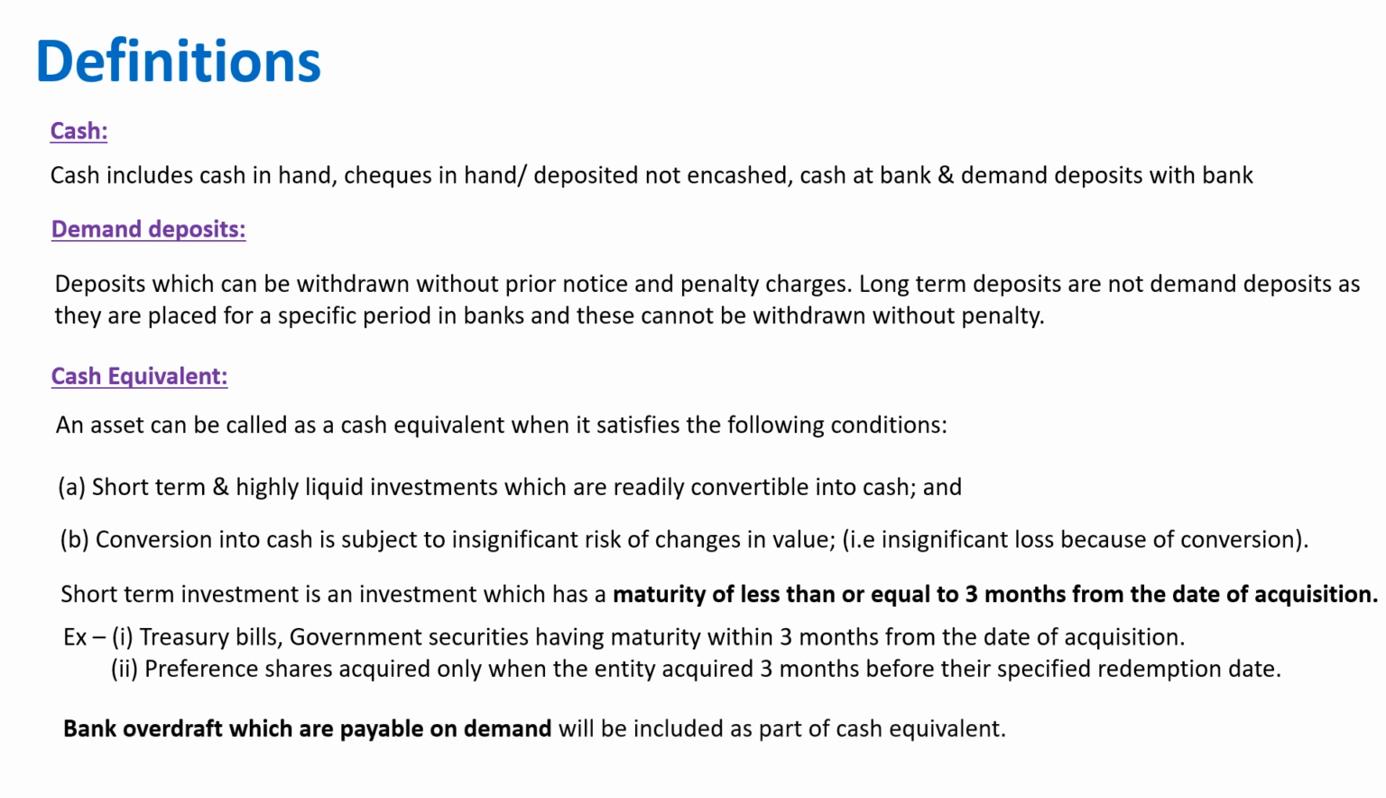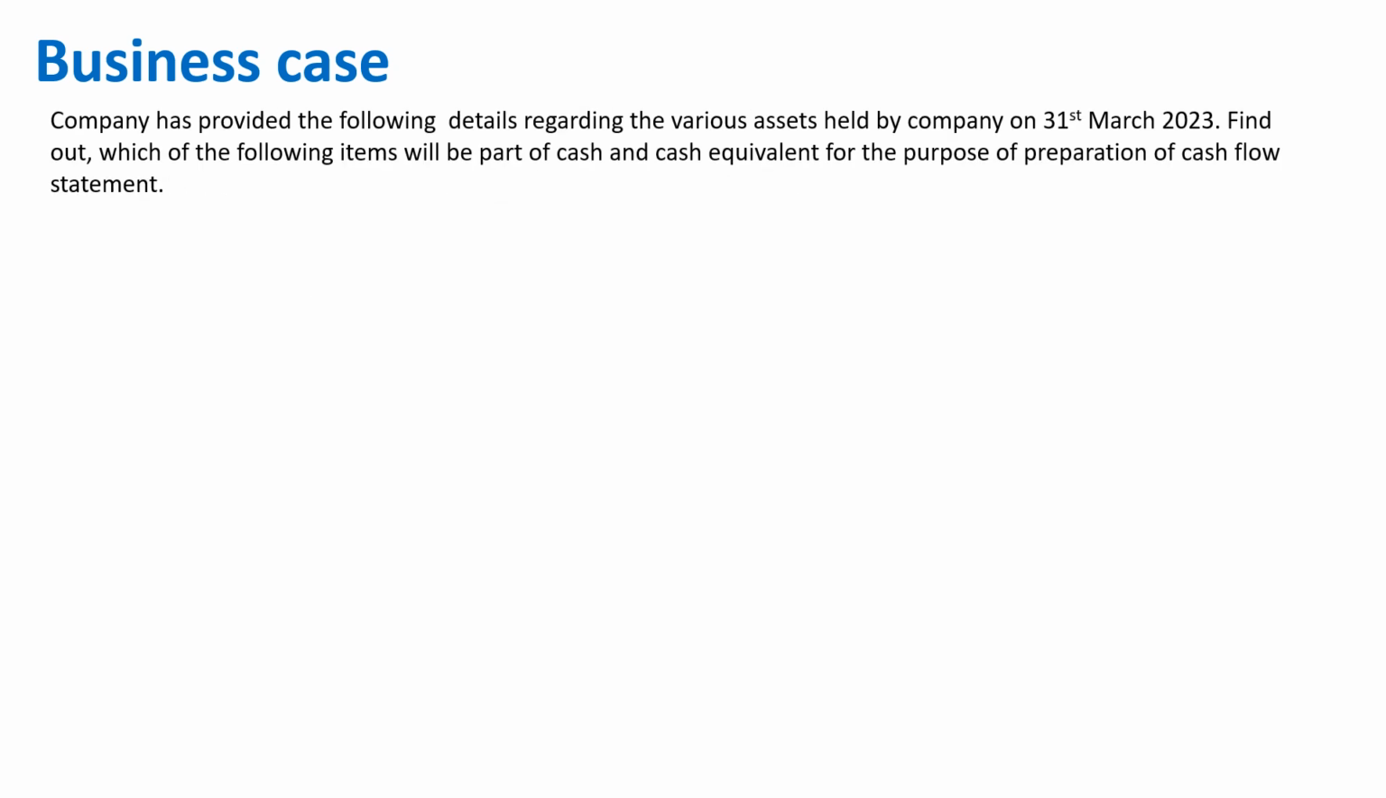And you need to understand that bank overdraft, which is payable on demand, will be included as part of cash equivalent. So these are the definitions about cash and cash equivalent. Now let's try to understand the meaning of cash and cash equivalent by an example. Company has provided the following details regarding the various assets held by the company on 31st March 2023. Find out which of the following items will be part of cash and cash equivalent for the purpose of preparation of cash flow statement. So let's see the example.